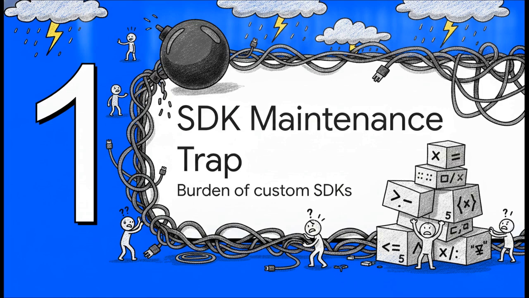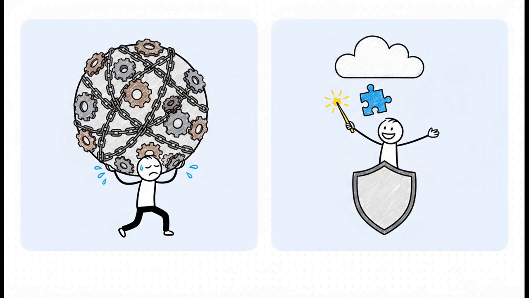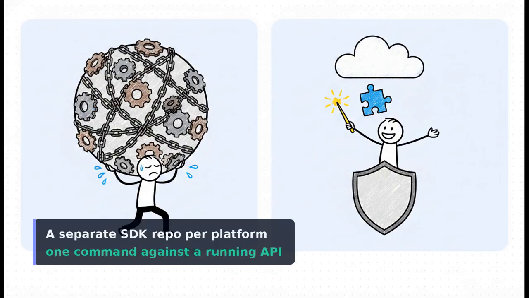All right, Section 1, the SDK maintenance trap. Let's talk about the heavy burden of the traditional way of building client integrations. If you look at the usual way of doing things, the amount of multiplying work is honestly just exhausting. You typically need a separate SDK repository and a parallel release train for every single platform. You're syncing spec files by hand, dragging heavyweight code generation toolchains into every build. And the worst part? Server changes often surface as latent runtime failures.